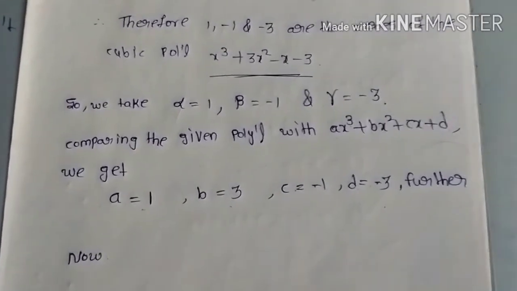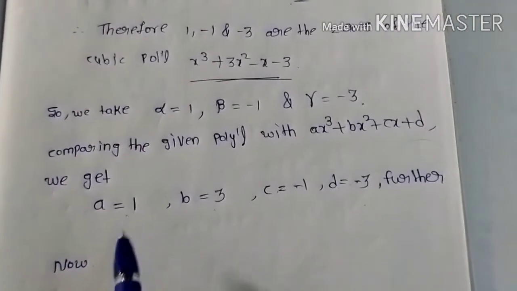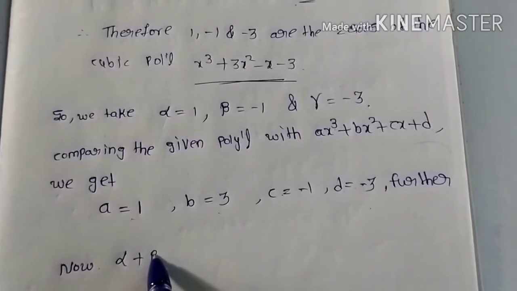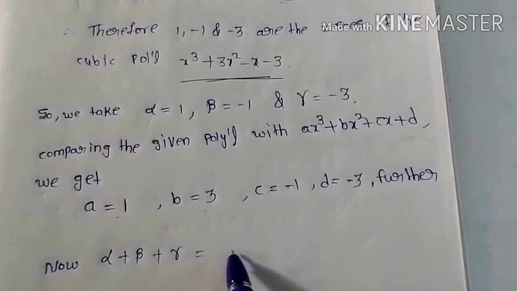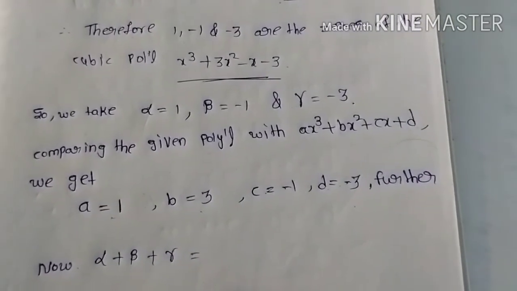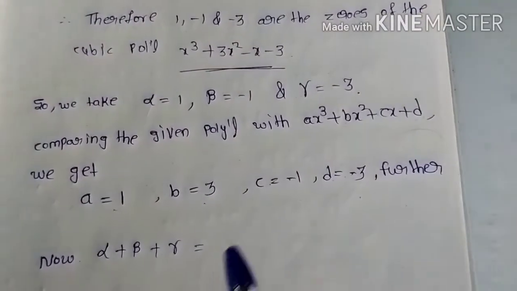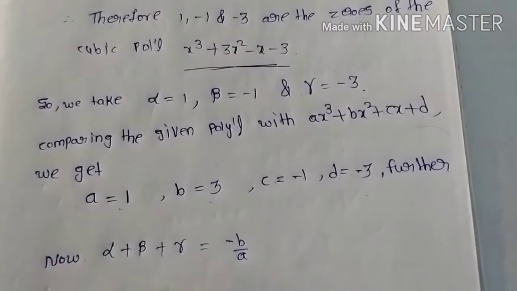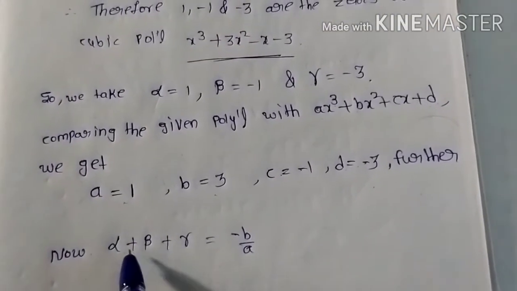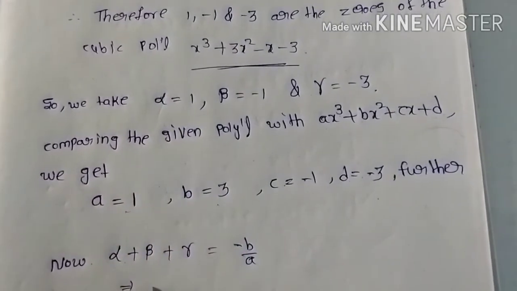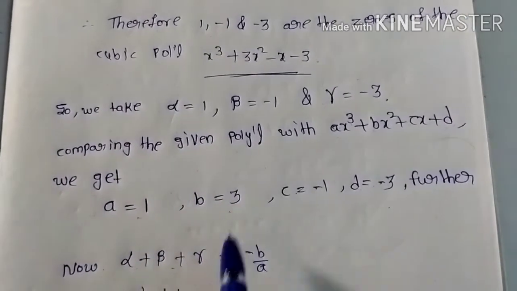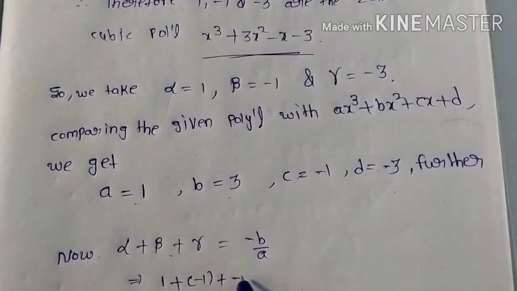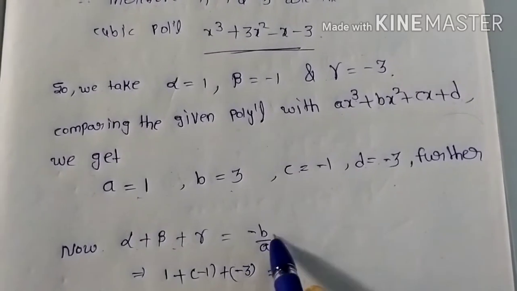Next you can find the relationship between zeros and coefficients. What is the first relationship? Sum of the zeros. That means you can write here alpha plus beta plus gamma is equal to, what is our basic relationship? Just you can see here minus b by a. Yes, minus b by a. That means alpha value is how much? Alpha is equal to 1, plus beta value is how much? Minus 1, plus gamma value is equal to how much? Minus 3, is equal to minus b by a.